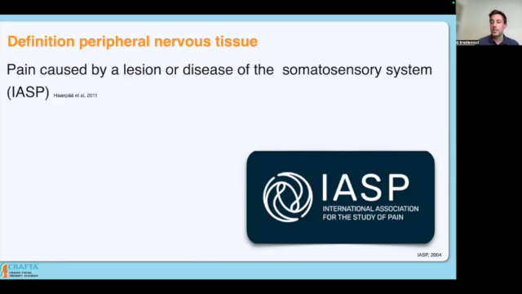We know also from the International Association for the Study of Pain that neuropathic pain is another definition: pain caused by a lesion or a disease of the somatosensory system. So the peripheral nerve is irritated or damaged, or there's a problem there, and it gives symptoms and pain to the patient.